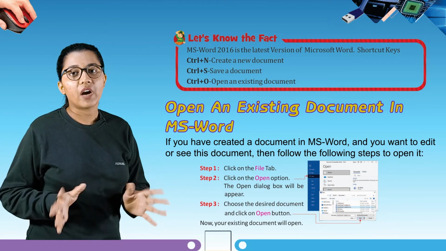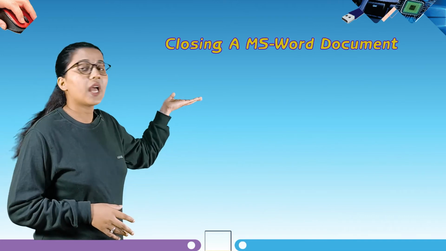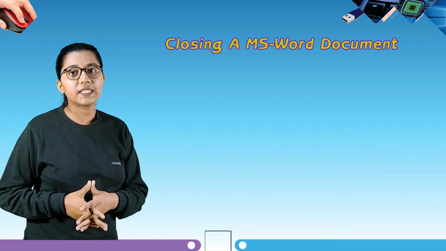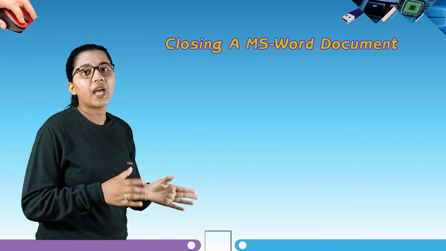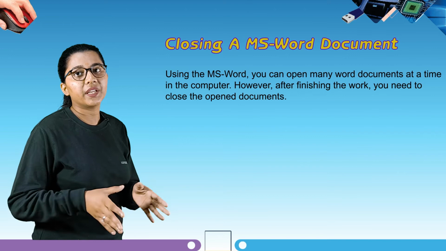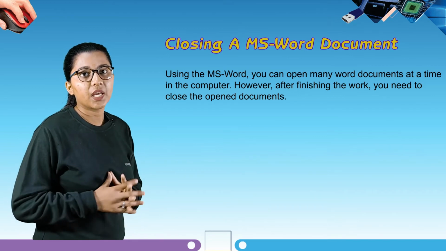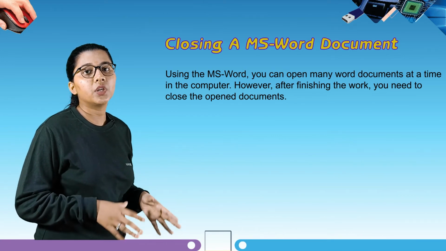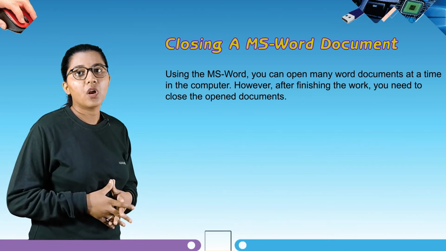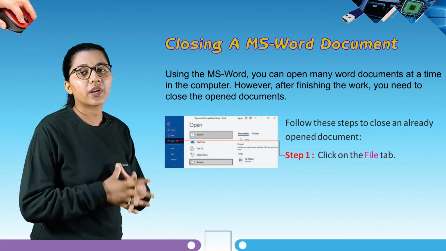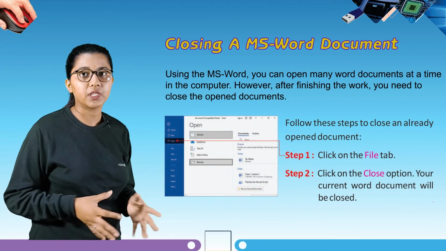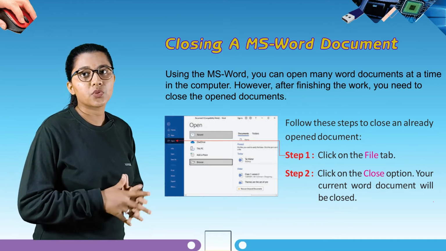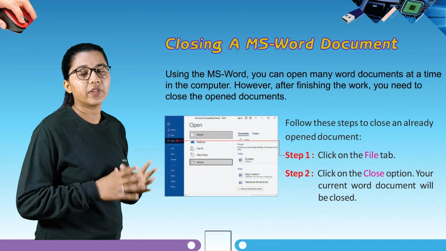So students, our next topic is closing an MS Word document. How can we close an MS Word document? Let's learn about it. Using MS Word, you can open many Word documents at a time on the computer. However, after finishing the work, you need to close the open document. Follow these steps to close an already open document. Step 1. Click on the File tab. Step 2. Click on the Close option. Your current Word document will be closed.